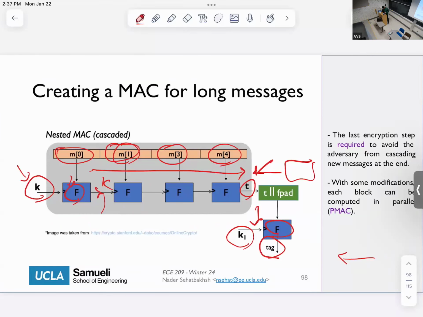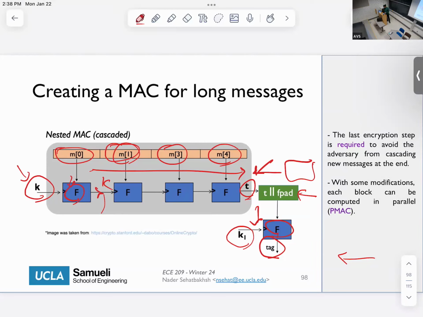All right. So as I said, the last round is required. And the reason that we do padding is that if the tag is smaller than the size of the message, we can pad it. And then this one is serialized, right? So you compute the first one and then feed it to the next one, and then feed it to the next one.